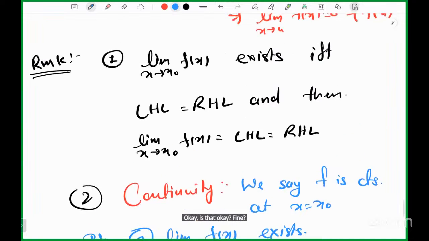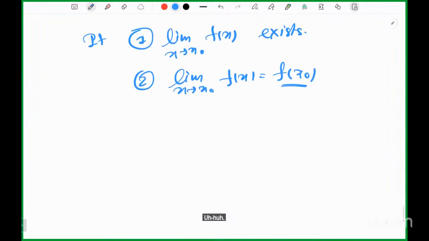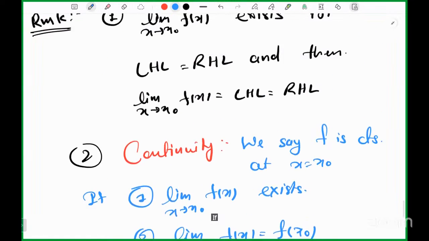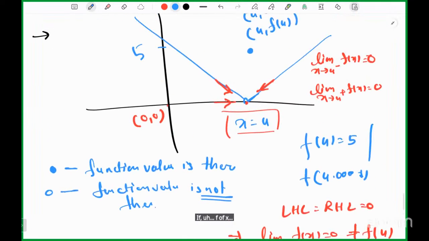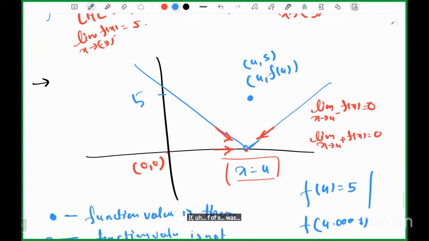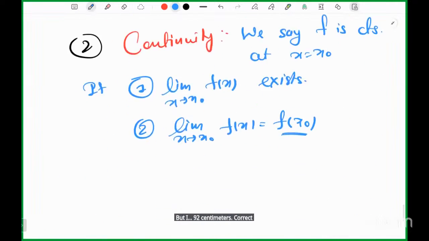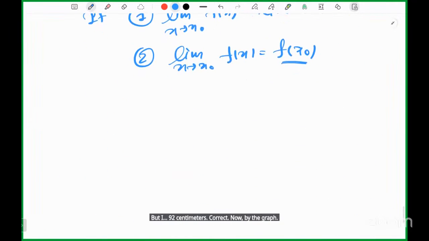Now we have this. So in the above example, if f of x was 0 instead of 5, then we will call it continuous. Right. Now, by the graph, it's kind of easy to figure out that a function is continuous or not.